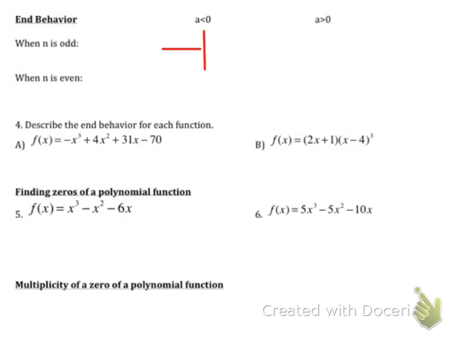All right, here's a look at 2.3. We're going to deal with zeros, multiplicity of zeros, and end behavior. I'll find it kind of toward the end of the 2.3 notes.